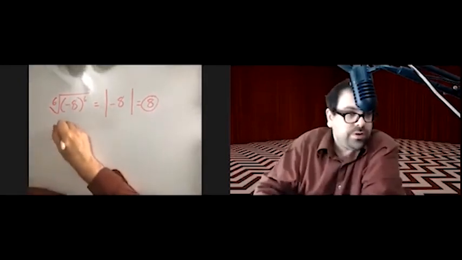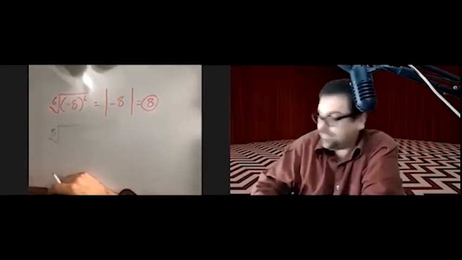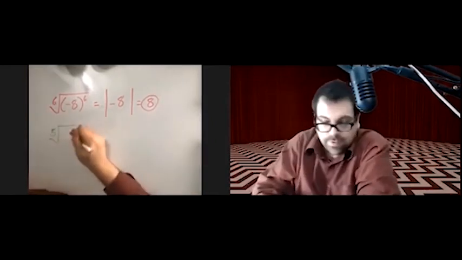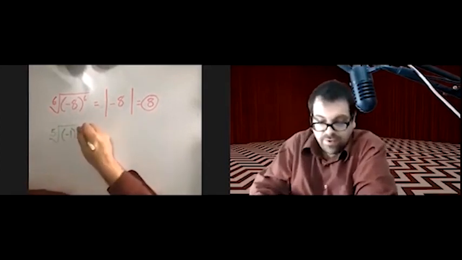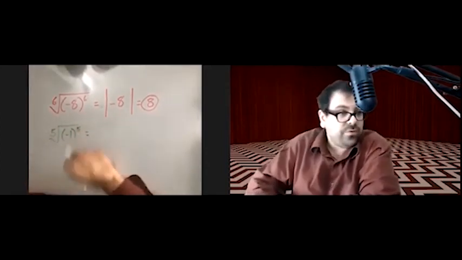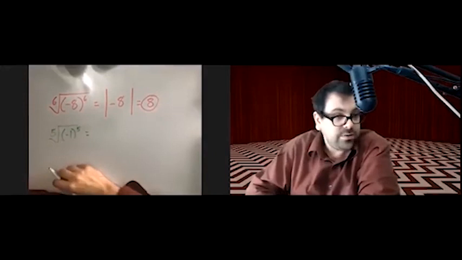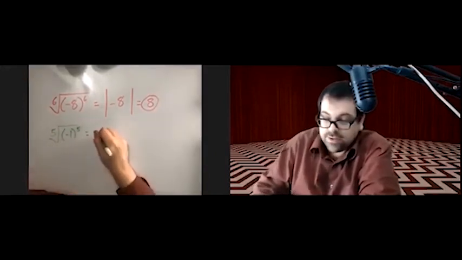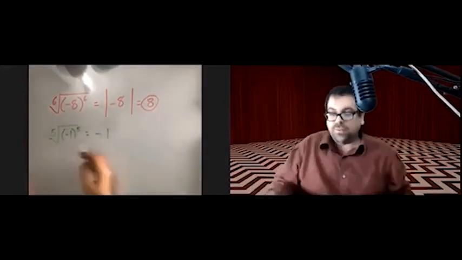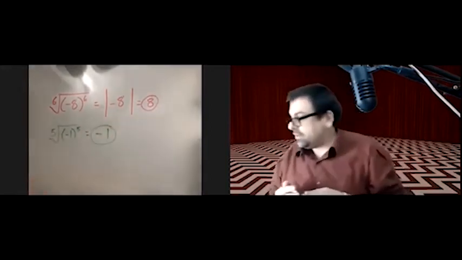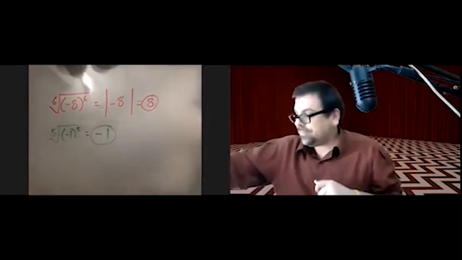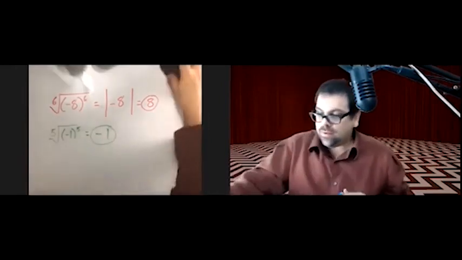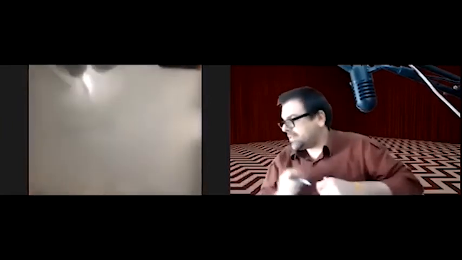The fifth root of negative 1 to the fifth. Fifth root, fifth power, cancel each other out. It's odd, so we just have what we're left with, negative 1. Okay, let's make this interesting.